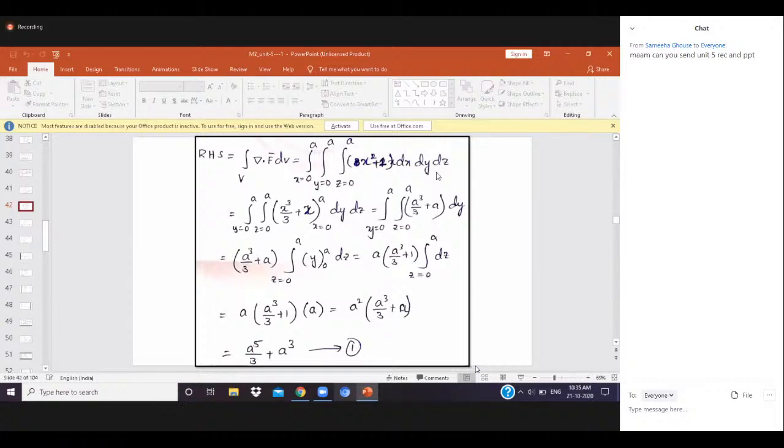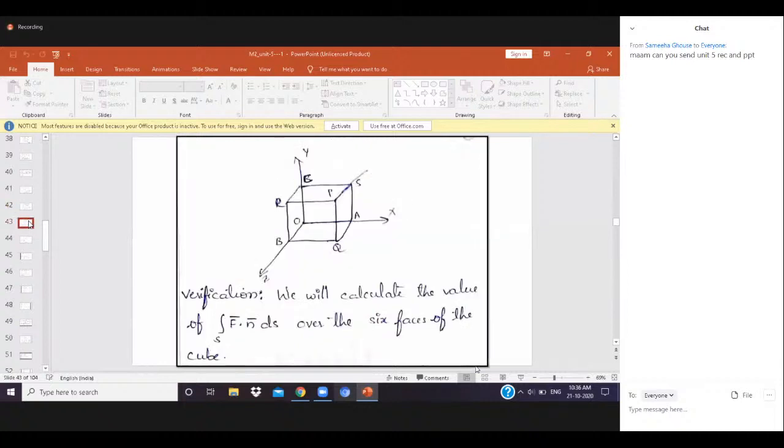So here we are evaluating with respect to x first, then it becomes x cubed by 3 plus x. Applying the limits, then with respect to y, then with respect to z, it becomes a power 5 by 3 plus a cube. Thus we have the RHS. With this we completed the RHS, but now we need to verify the LHS also.